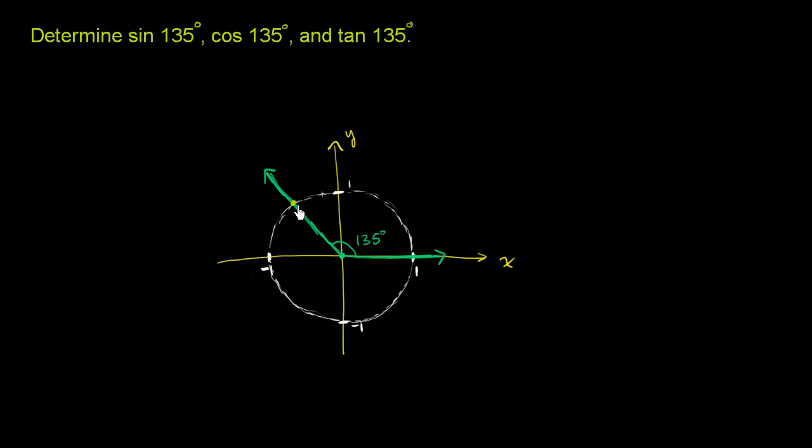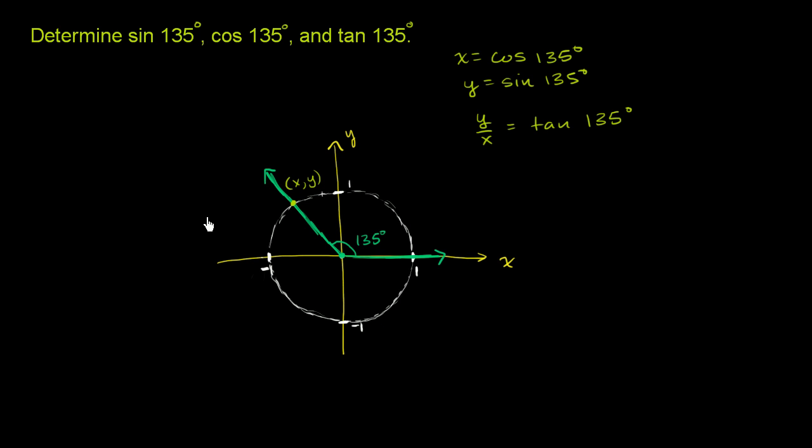Now, we know from the unit circle definition of trig functions that the intersection between the terminal side and the unit circle is going to have some coordinates, x, y. We know that x is equal to the cosine of 135 degrees in this case, and y is going to equal the sine of 135 degrees. And we know that y over x is going to be equal to the tangent of 135 degrees.